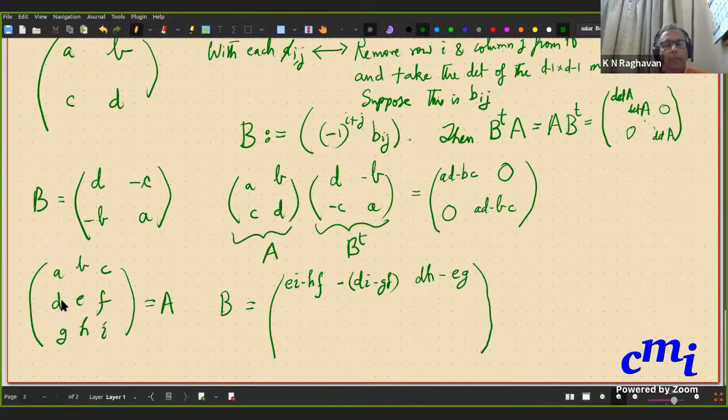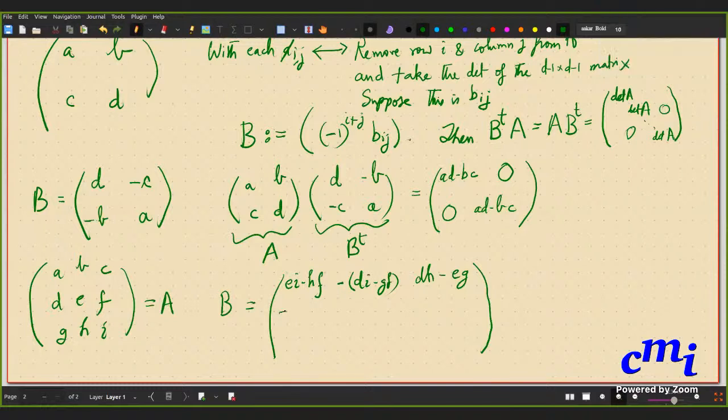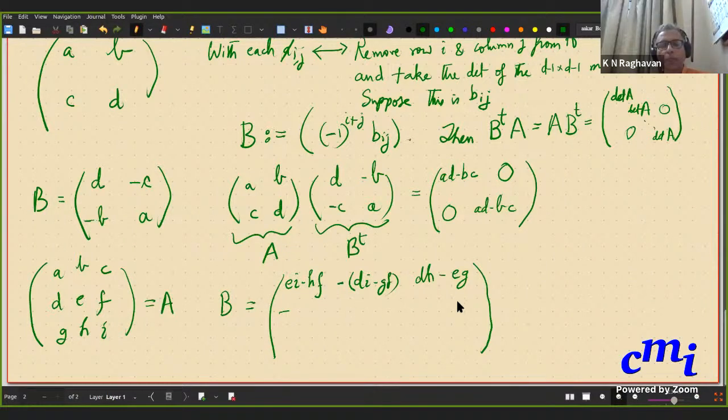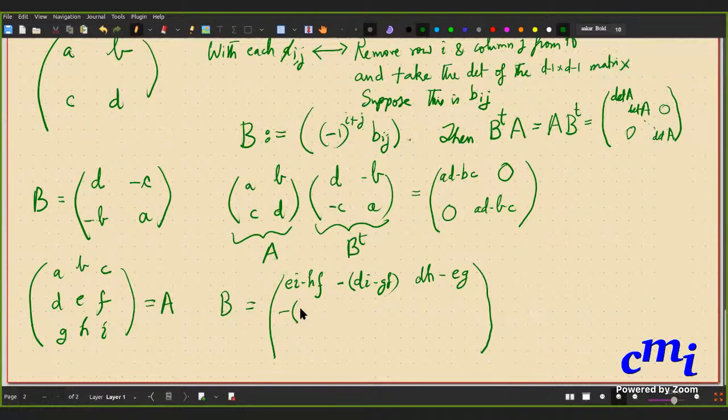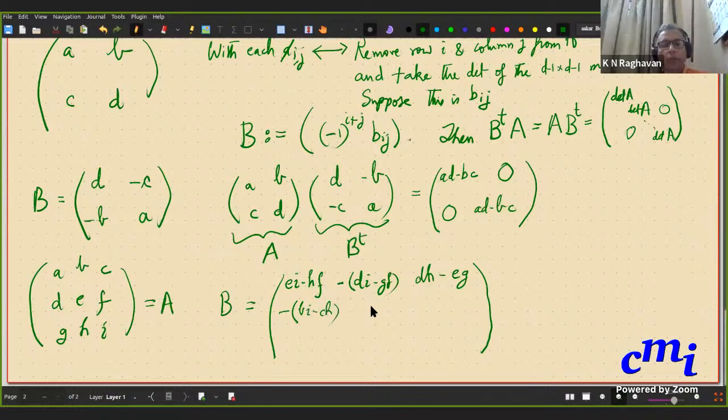Here, what do I get? So it's a minus or a plus? Minus. So the signs go minus, plus, minus, plus, minus, plus. They will alternate. Okay. So minus into BI minus CH. Very good. Okay. Here it's going to be a plus sign.